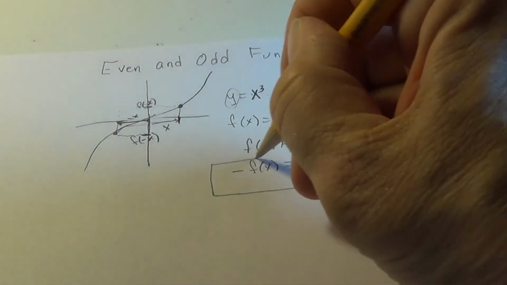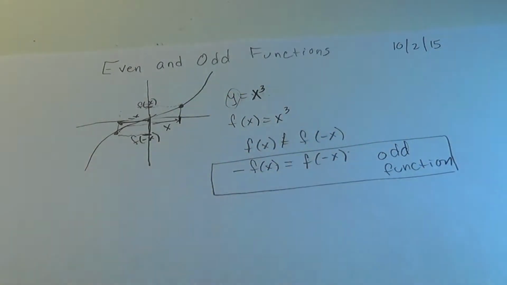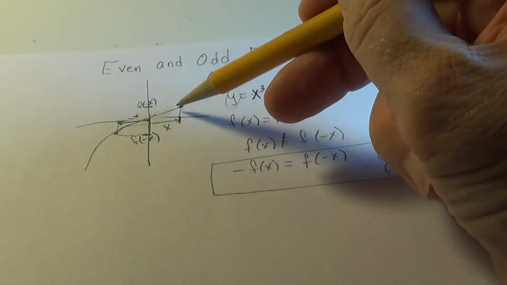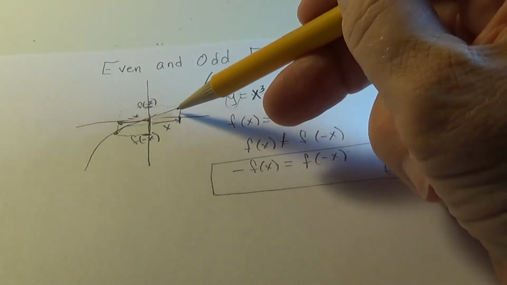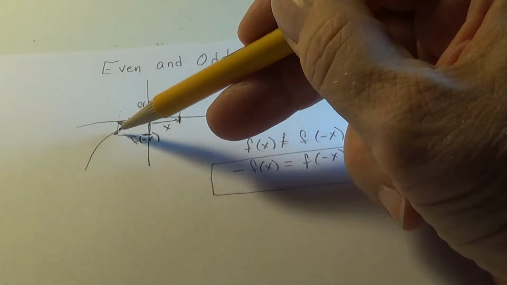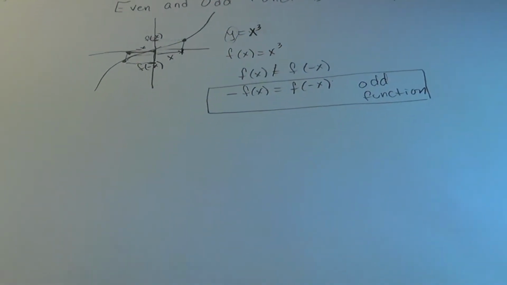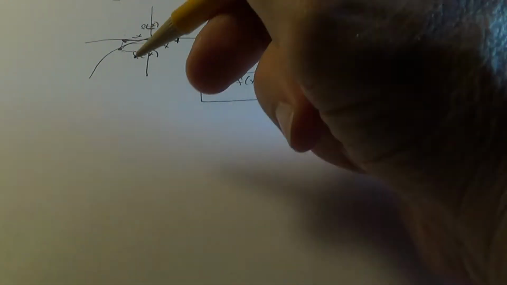Alright, so that's an odd function. And we will always look and see this kind of thing happening. f of x will be a certain number, and f of negative x will be the opposite number. All right, let's look at one that is not odd.